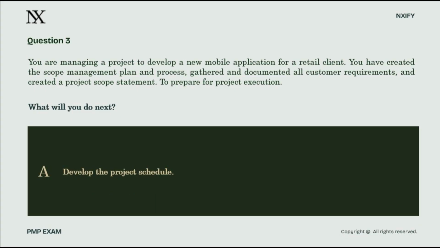Option A: develop the schedule. Imagine trying to build a timeline for a project when all you have is a high-level description of the end result. You know you need to deliver a mobile application, but you haven't yet broken that down into the individual tasks and work packages that make up the actual work.